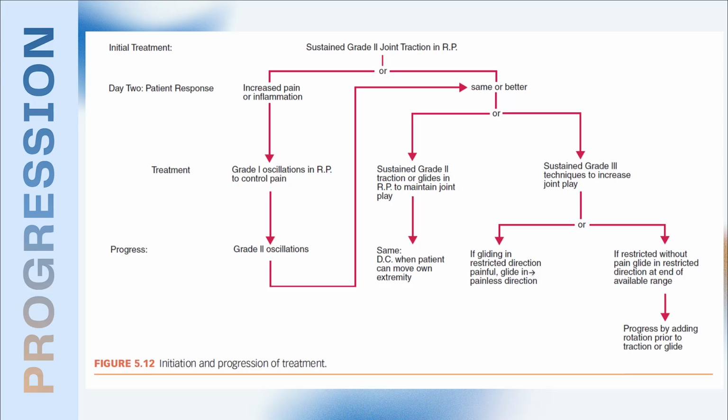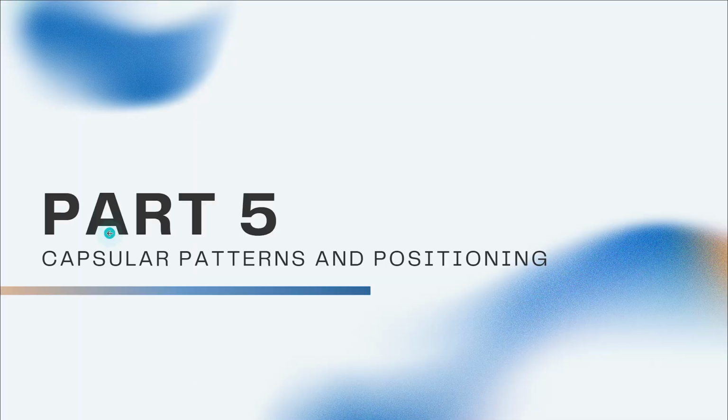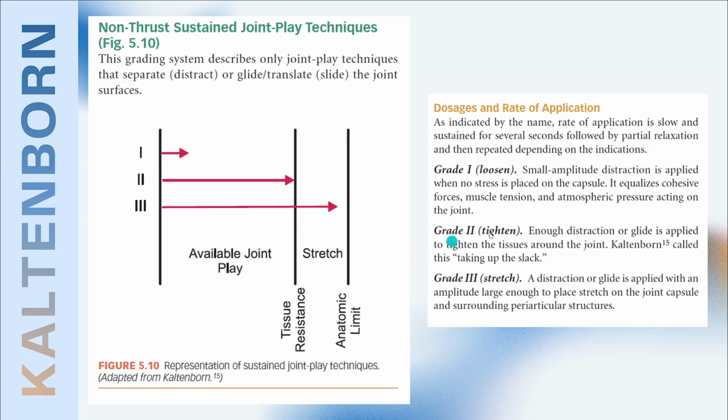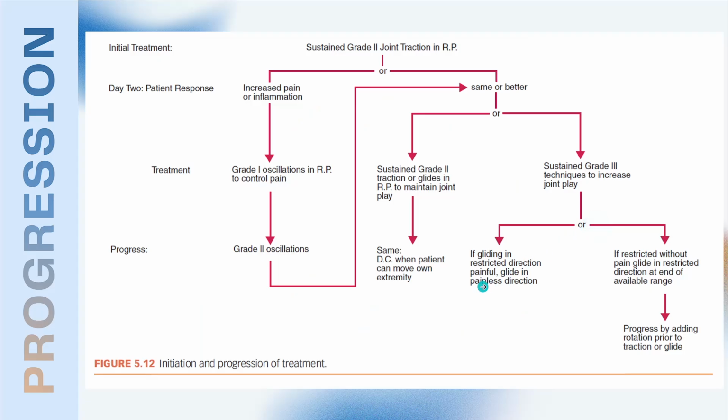Okay. However, if it's restricted without pain, glide in the restricted direction at the end of available range. Meaning, using the same example, posterior gliding for PJM to increase shoulder flexion. If you can perform posterior gliding on the patient, but there's no pain, but the movement is still restricted, you could try applying a grade 3 technique until the end of available range. So basically until here. So you go further, but don't break the joint, just a little bit further. You could try applying more force.